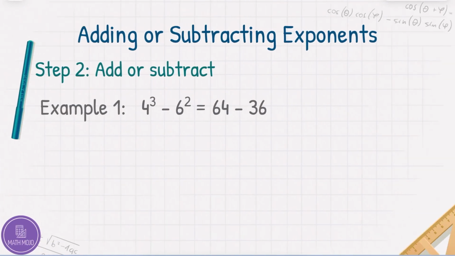Okay, so now we move on to the next step. We either would have to add or subtract depending on what the equation has. So for this one, we have subtraction. So we subtract 64 by 36, which is going to give us 28. So our final answer is 28.